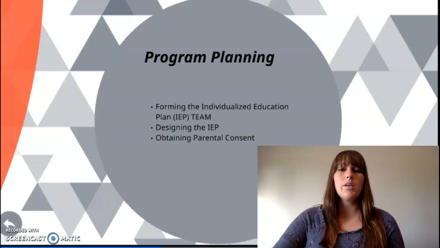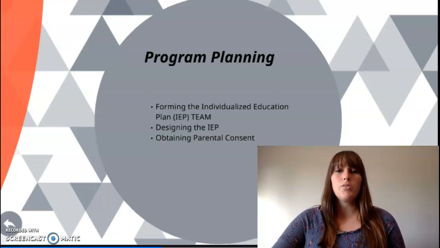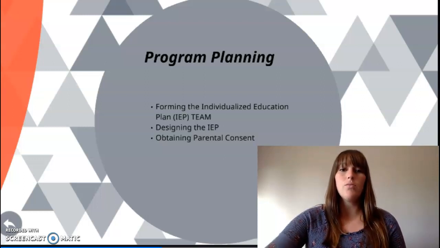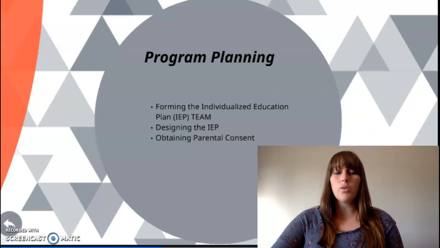So designing the IEP is a really important element to the student, and it's very important that the parent is involved in this so they understand what is going on, and the school must encourage it as much as possible and make every effort for the parent to be involved.